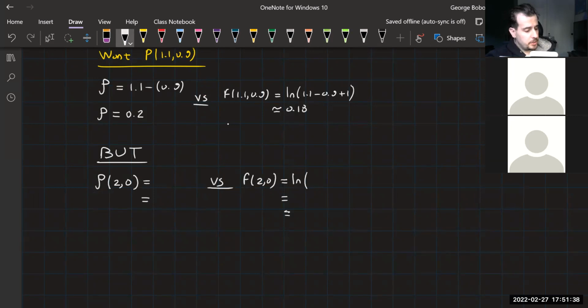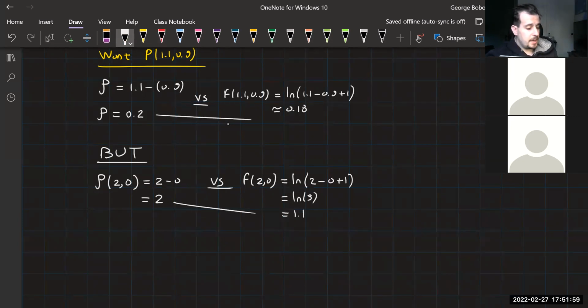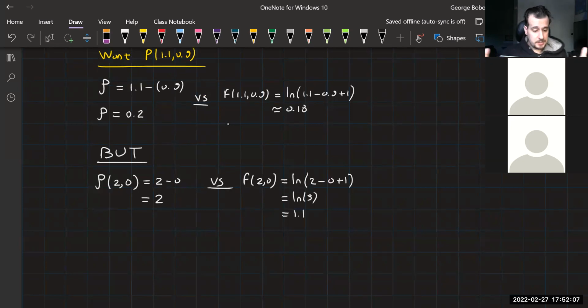So 2 and 0 would get you 2 minus 0, or just 2. This guy would get you 2 minus 0 plus 1, or ln of 3. And ln of 3 is 1.09, or 1.1. Do you see how much worse this is right now versus this? Look at the inaccuracy. If you wanted to build something using the model on the left, you're screwed right now. It's almost double the value of what it should be. Versus here, it's like 80%, let's say 90%, of the value of what it should be.